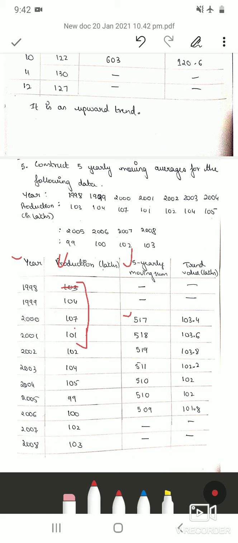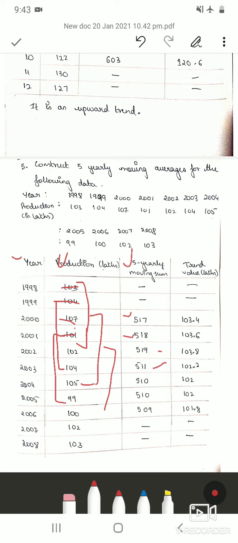To get the next value, exclude the first value and include the next value. So add the next 5 values, which is 104 plus 107 plus 101 plus 102 plus 104, which is 518. Exclude 104, add the next 5 values, which is 107 plus 101 plus 102, 104 plus 105, which is 519. Exclude 107 and add the next 5 values, and the value is 511.